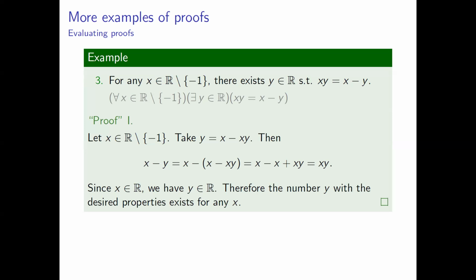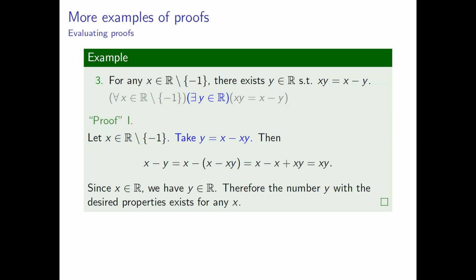The claim is a quantified statement of the form, for all x in R not equal to minus 1, for some y in R, xy equals x minus y. Since the phrase for all x in R not equal to minus 1 is stated first in the claim, a direct proof should start first by letting x be an arbitrary real number not equal to minus 1. This is indeed the first sentence in this proof. Since the phrase there exists some y in R comes next, a constructive proof should give a specific number y. In this proof, y is defined to be the number x minus xy.